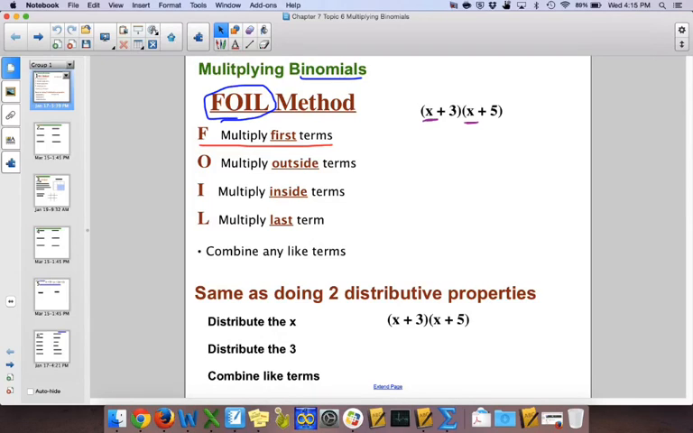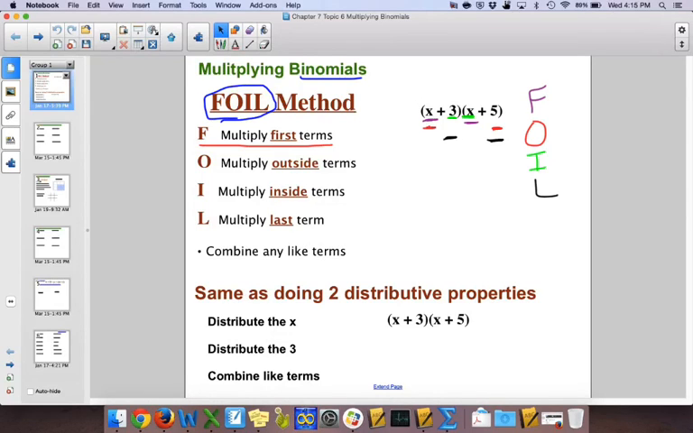The outers are going to be like the end caps. So that's going to be x and 5. Okay, the inners are the two pieces that are right next to each other in the middle. And the last would be the last term of each binomial. So that would be the 3 and the 5. So we're doing first, outer, inner, and last.